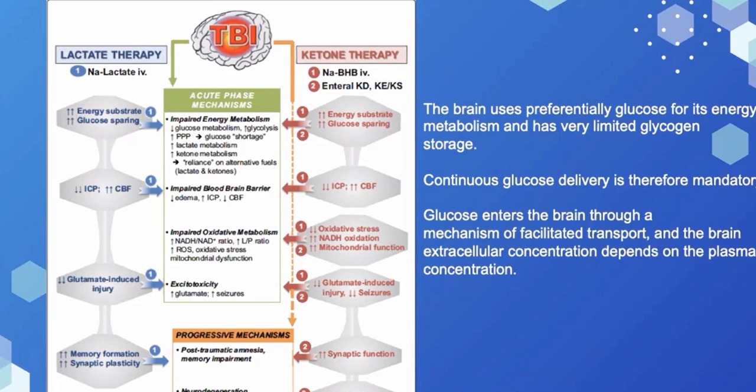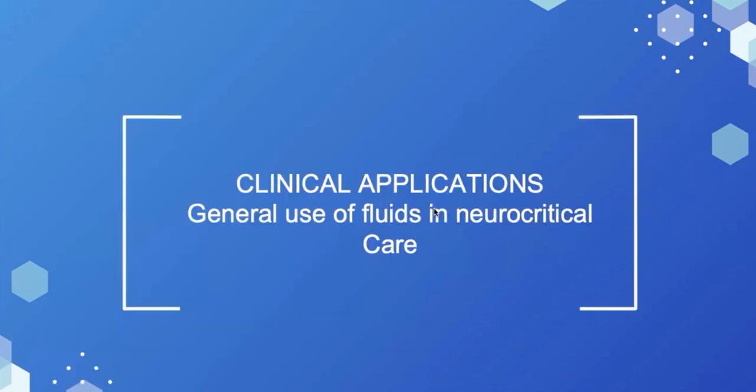Now, I'm just going to mention that there is new evidence and there are new studies which suggest the use of lactate or ketone therapies to fuel the brain, as this kind of therapy is able to increase the energy substrate and spare glucose, with a beneficial effect on the ICP and cerebral blood flow. This is a bit more specific, and it's not the target of my presentation, but it's important to mention. Let's move to the clinical applications.